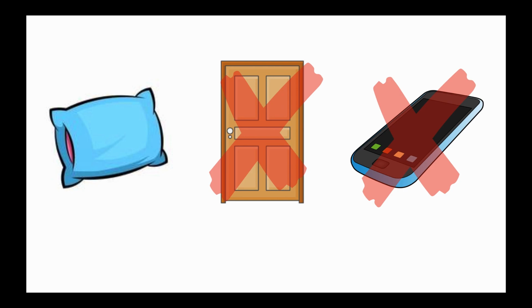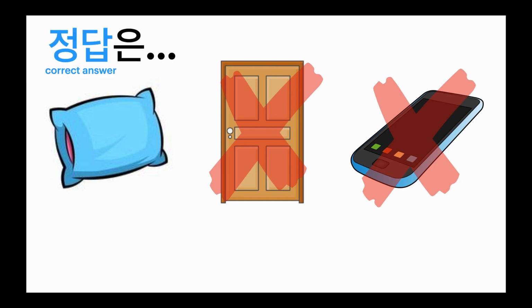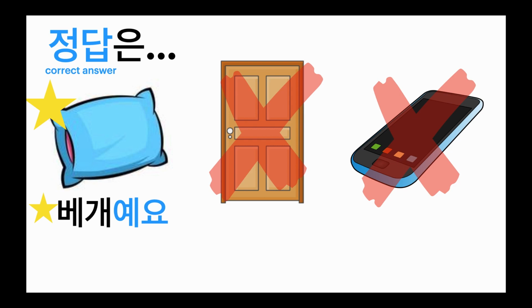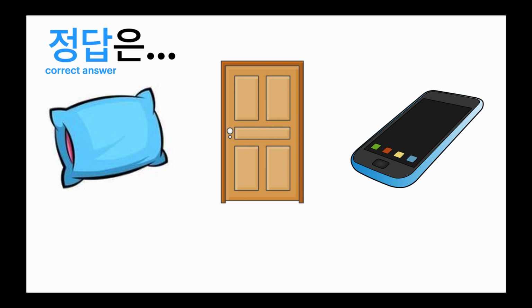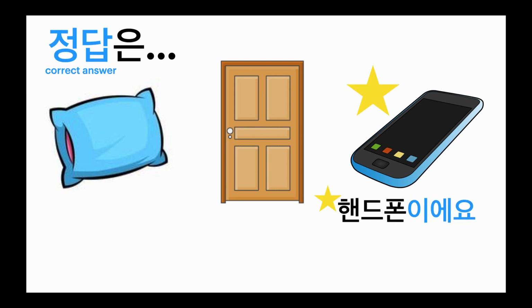And finally, let's wrap this up with mini game time. Out of these 3 items right here, you will guess which one I'm thinking of by listening to my hints. For example, 문이 아니에요. 핸드폰이 아니에요. 정답은 베개예요. Got it? Here we go. Round 1. 베개가 아니에요. 문이 아니에요. 정답은 핸드폰이에요.